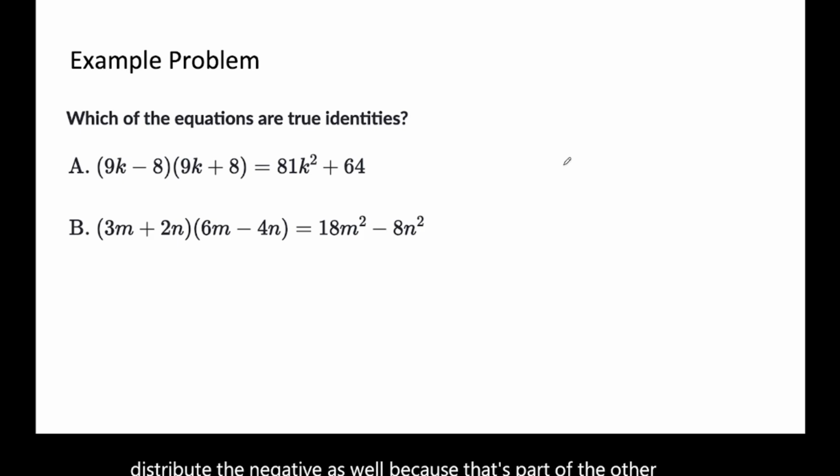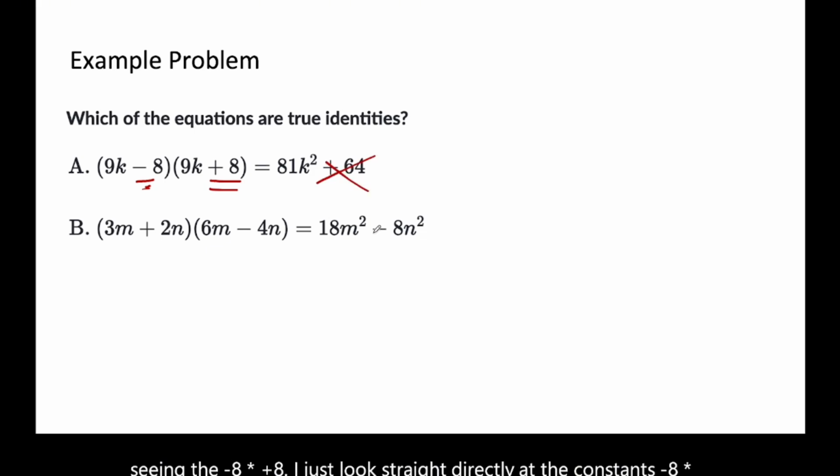Now let's do some of the example problems over here. Which of the equations are true identities? So we can do a simple one here. Is this a true identity? No, this is not a true identity, because I just look straight directly at the constants. Negative 8 times positive 8 is negative 64, not positive 64. So this doesn't work.